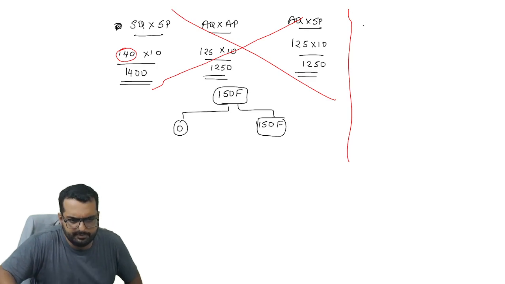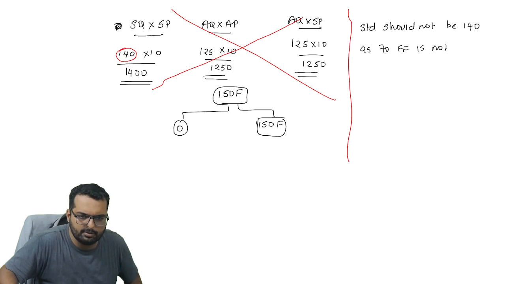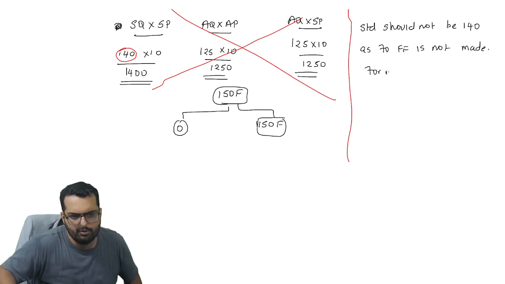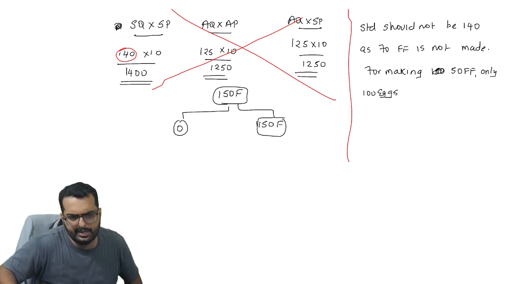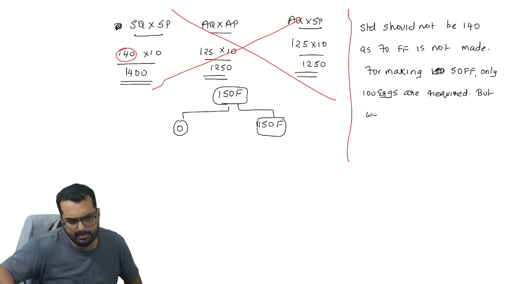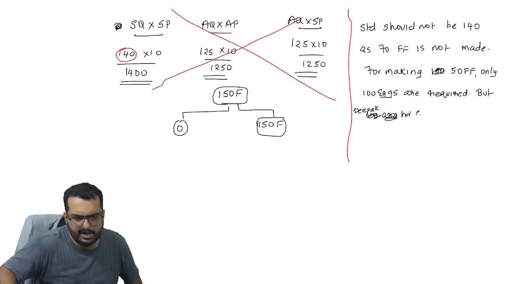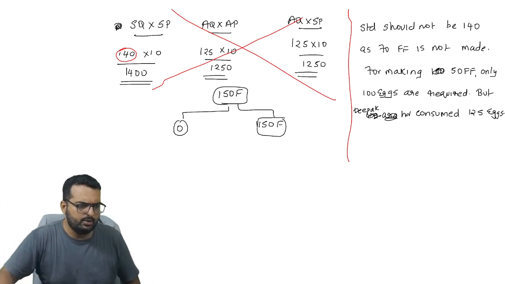Okay. We'll write down: standard should not be 140 as 70 fish fry is not made. For making 50 fish fry, only 100 eggs are required, but Deepak has consumed how many eggs? He has consumed 125 eggs. Are you all clear with this part now?